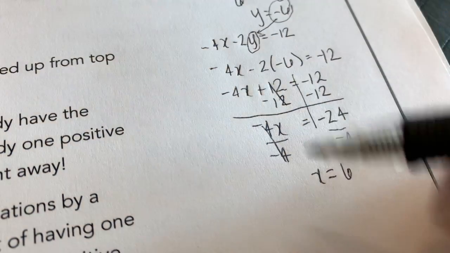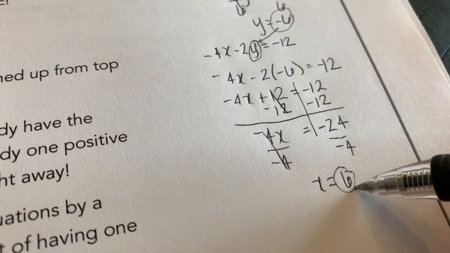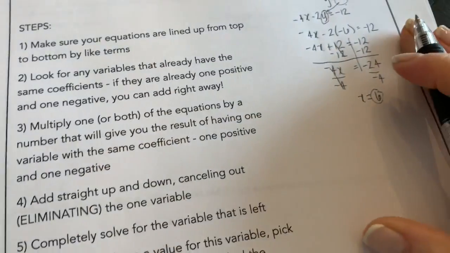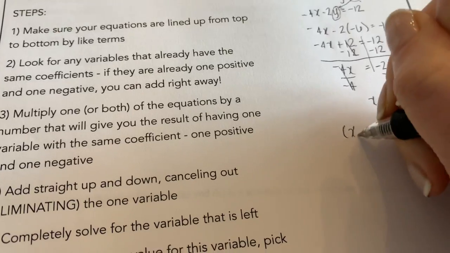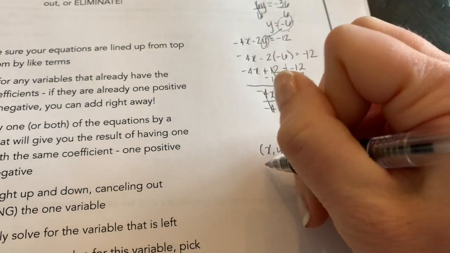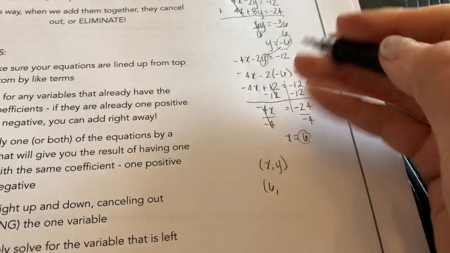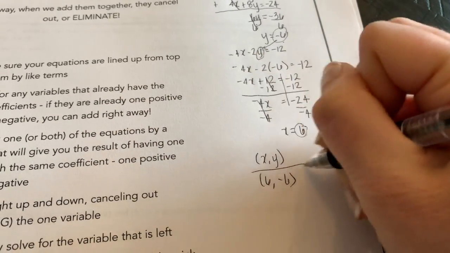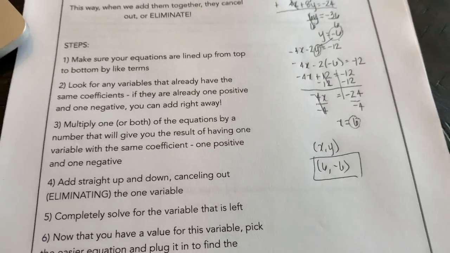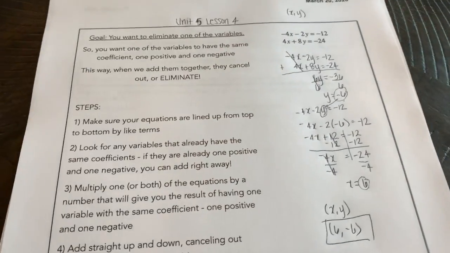Okay, so now we have an x of 6 and a y of -6. And our final step is to write our answer as a point x comma y. So remember, that's how you write the solution to a system of equations. X is 6, y is -6. So the solution is 6 comma -6. That's how we do it. Let's look at one where we have to change something.